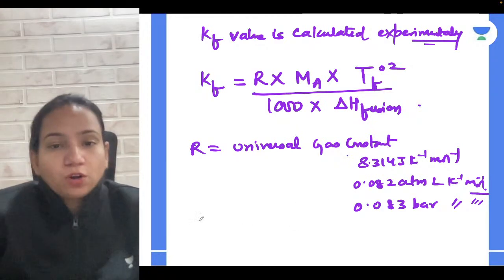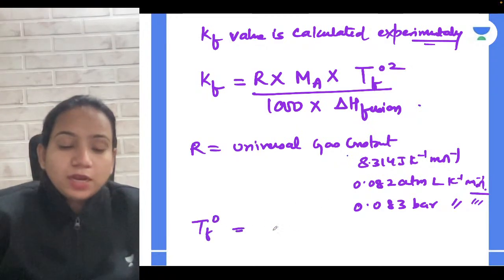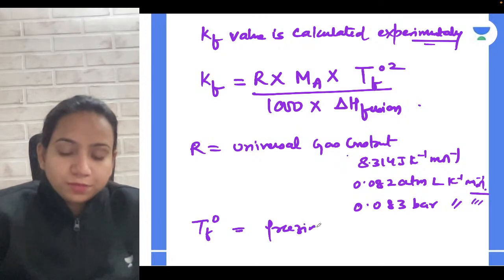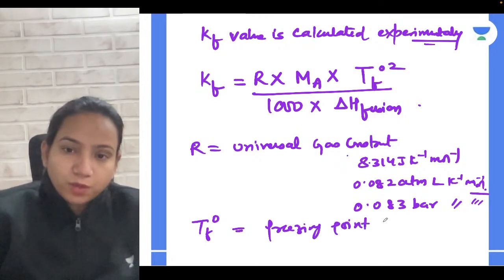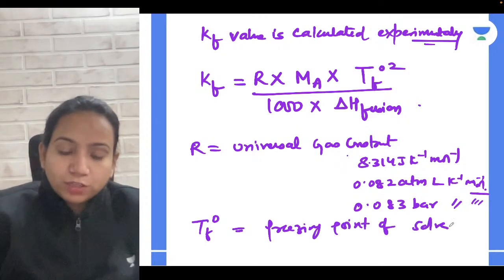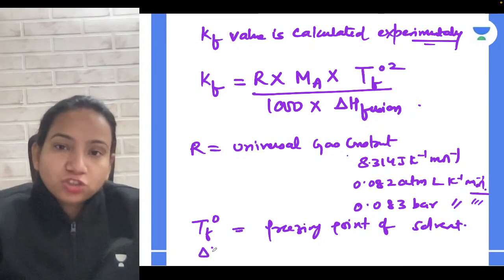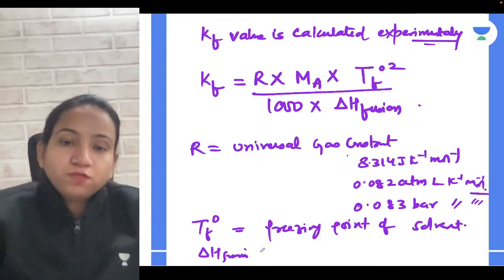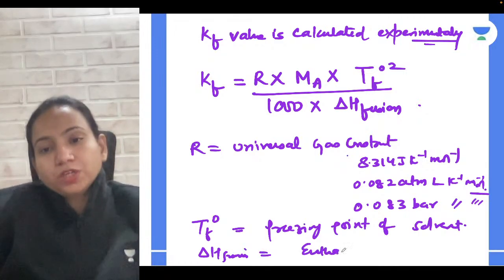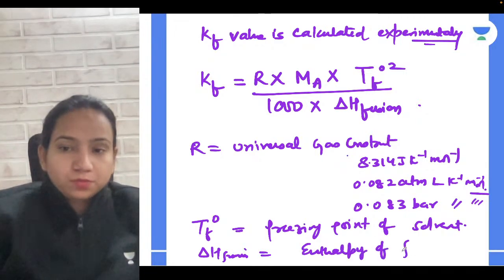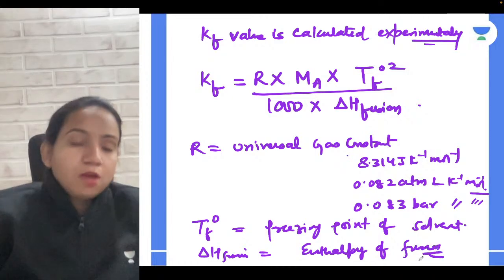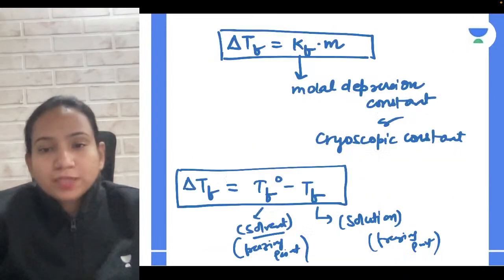Now what is Tf naught? Tf naught is very simple. It is the freezing point of solvent. Correct, Akshay? Everyone? It's the freezing point of solvent. And what is delta H? It is the enthalpy of fusion. So you can find it out in this manner. Very good. So we have got to know how we get this Kf.